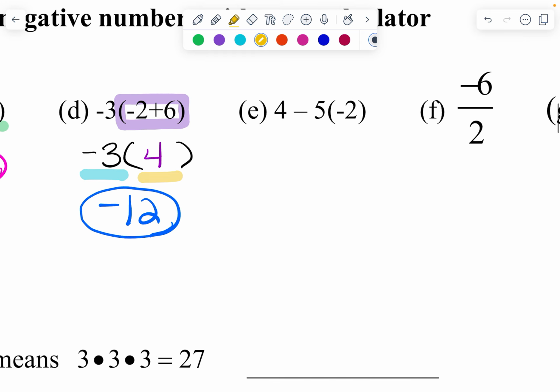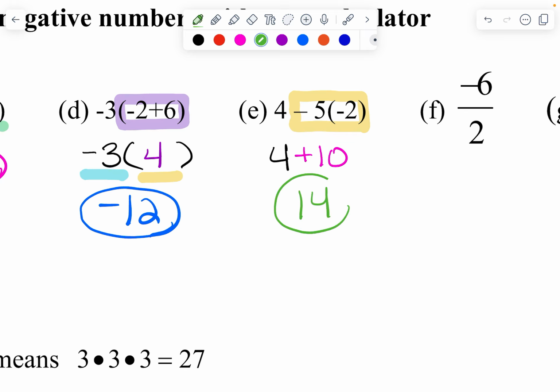Part E, I need to do, again, order of operations, and in this case, I have to do this multiplication first. And yes, I am pulling in that negative to go with the 5 here. All right. So having said that, I'm going to leave the 4 alone. Negative 5 times negative 2 makes positive 10. And then I just do straightforward addition here. 4 plus 10 makes 14.